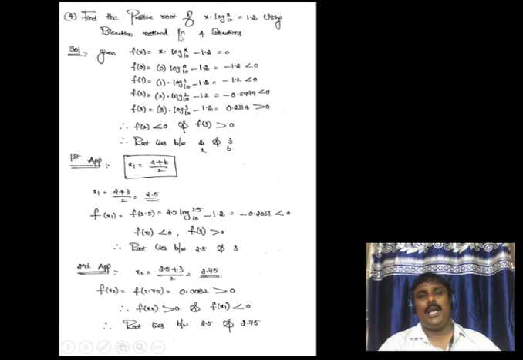Next, similarly, I have taken here the transcendental equation. I have taken the logarithmic value, and similarly, I have seen that f of 2 is less than 0 and f of 3 is greater than 0. Therefore, the root lies between a and b. So the first approximation is x1 equal to a plus b by 2.